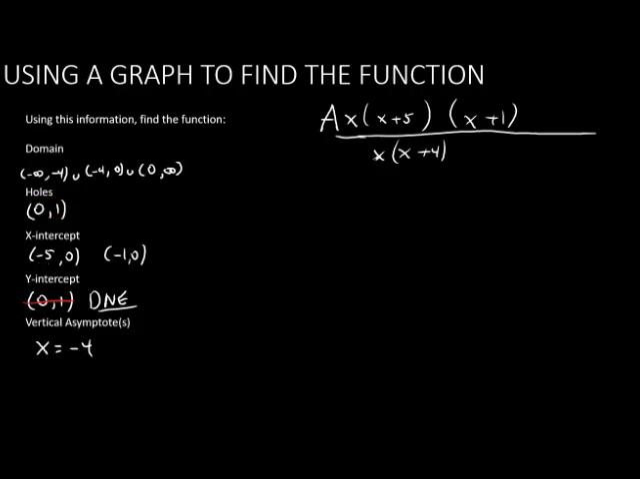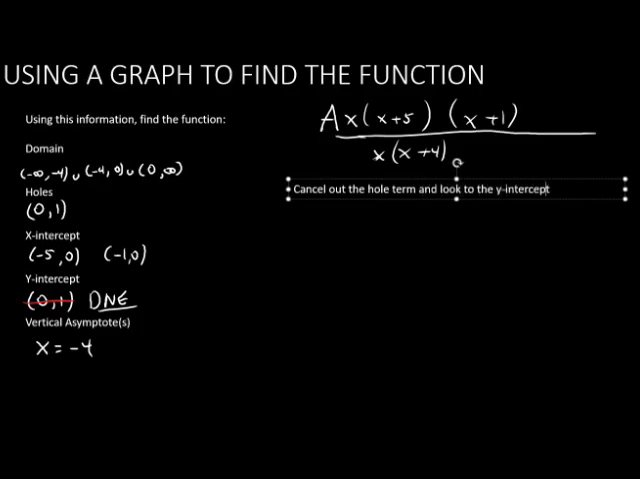In order to find the leading coefficient, we'll begin by canceling out the holes and then looking to the y-intercept. Since our hole gave us the x term, we'll cross out the x on the top and the bottom and look at what's left. We'll say y is equal to a times x plus 5 times x plus 1 over x plus 4. And now our y-intercept is the point 0, 1, at least that's what it would have been if it wasn't a hole.